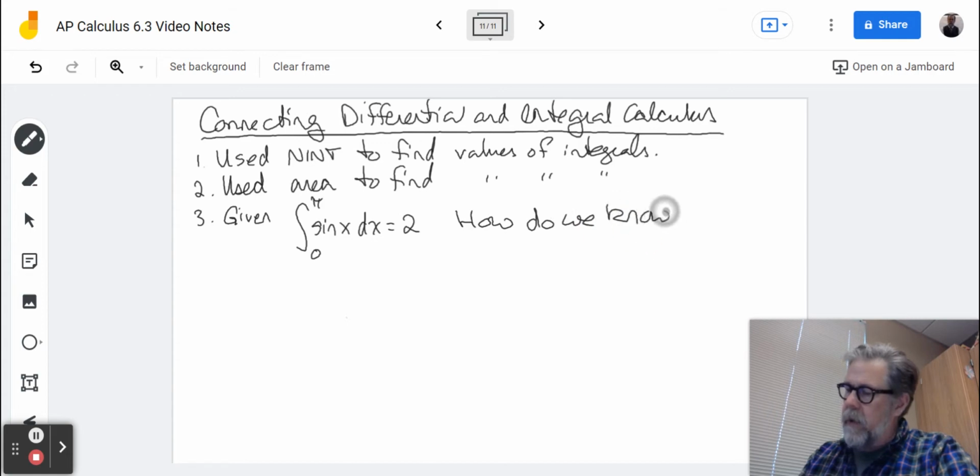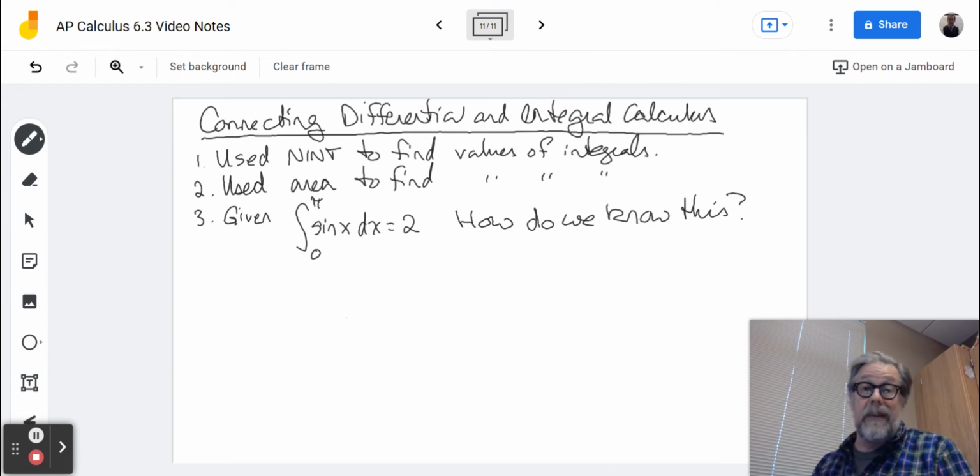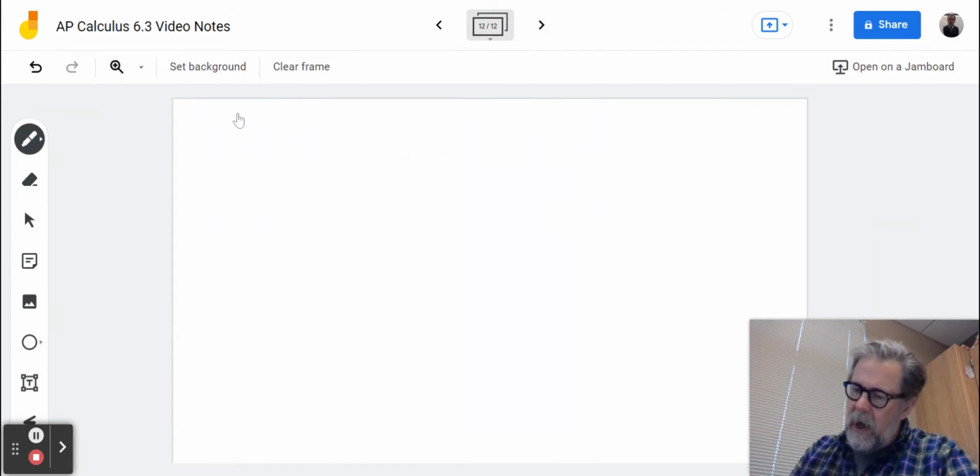Now, we could make the argument that we know it because we shoved it into our calculator and it said 2, but how do we know that 2 is correct? And how do we know that that's accurate given that the calculator is just doing an approximation? It's doing a rectangular approximation. And how did they know this before calculators? Did they just calculate every single rectangle and add them together? So we're going to talk about this, and we're going to start with an exploration.